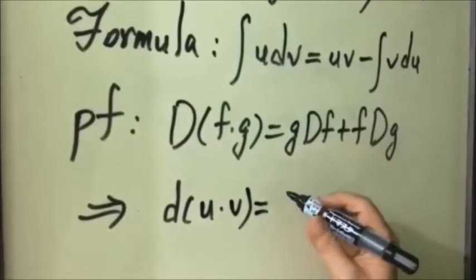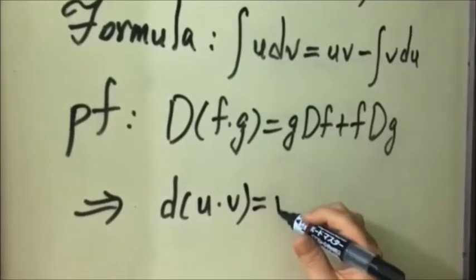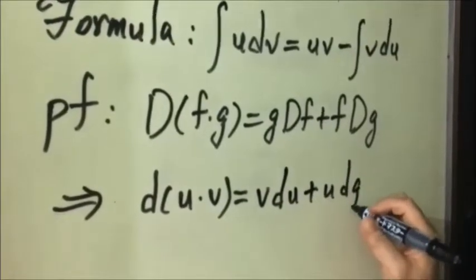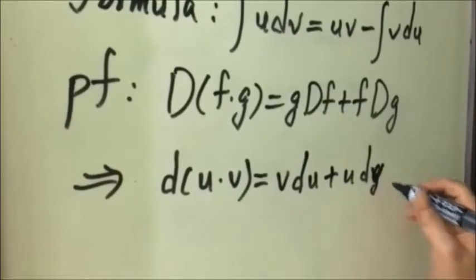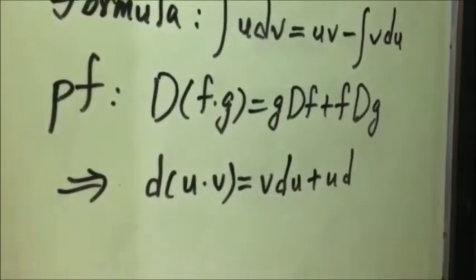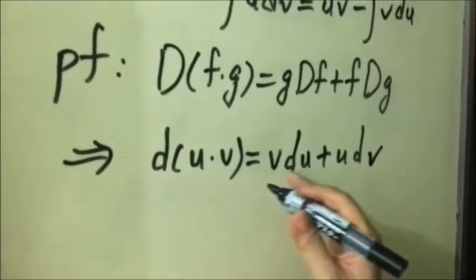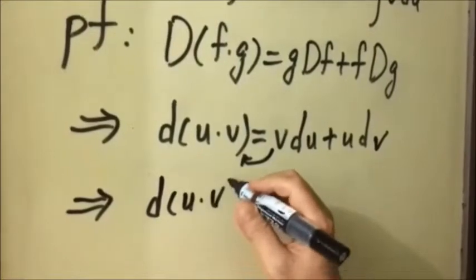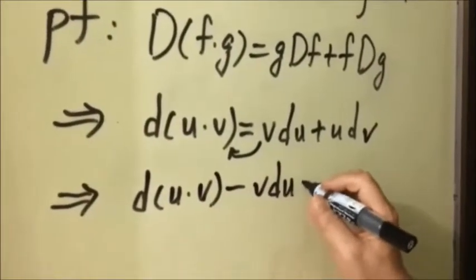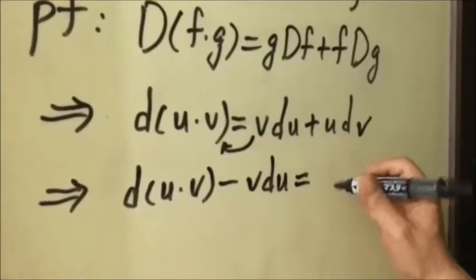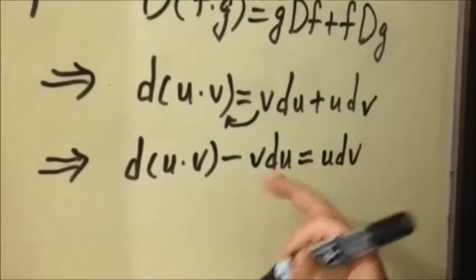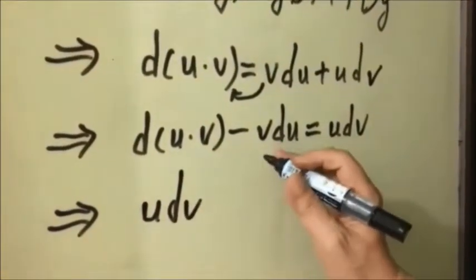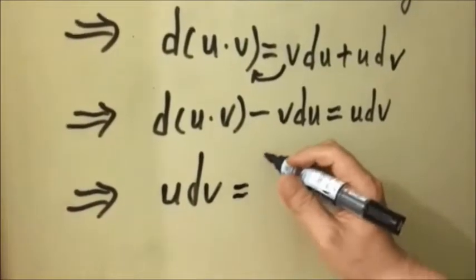So if you change the symbols, we will get v du plus u dv. And from this equation, we move this term to the left. So d(uv) minus v du becomes u dv. And then we change the positions: u dv goes to the left-hand side, and these two terms go to the right-hand side.